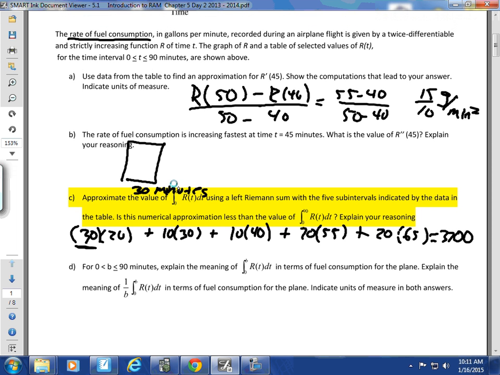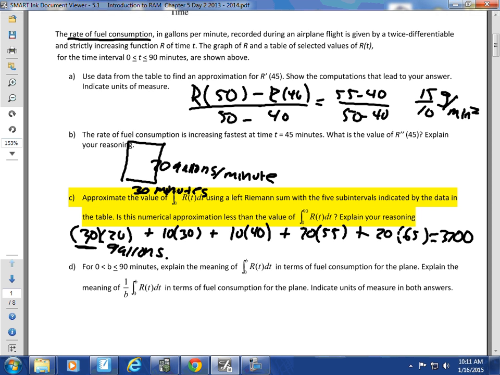And what's the height of that first rectangle? 20 gallons per minute. So the area of that first rectangle is 600 gallons per minute times minutes, which just turns out to be 600 gallons. What does that number 3,700 represent? That's the number of gallons consumed in the first 90 minutes of flight, isn't it? Is that the exact number of gallons? It's an approximate number of gallons.